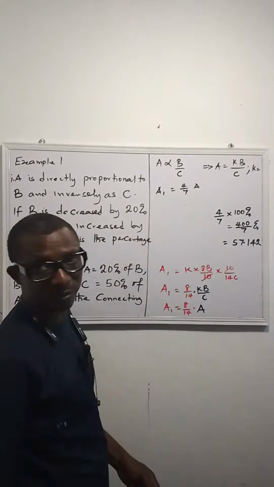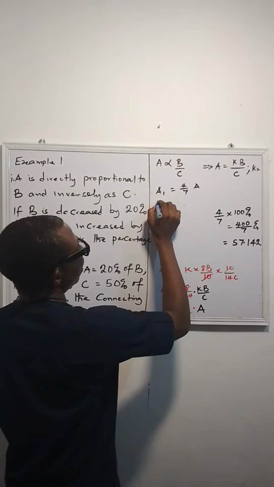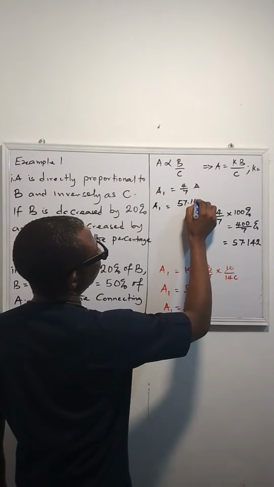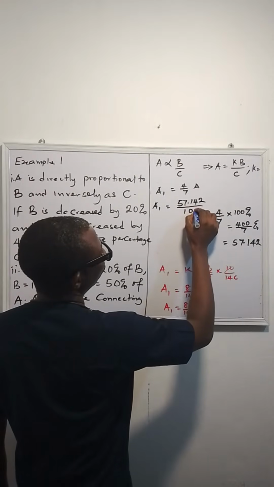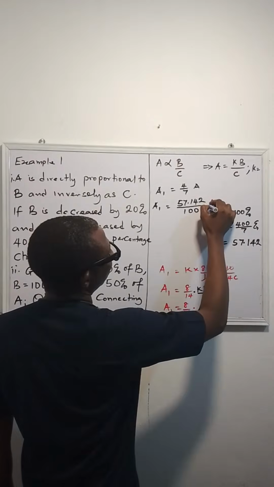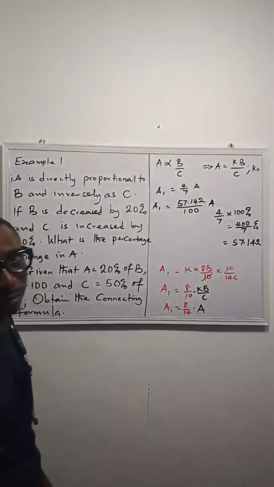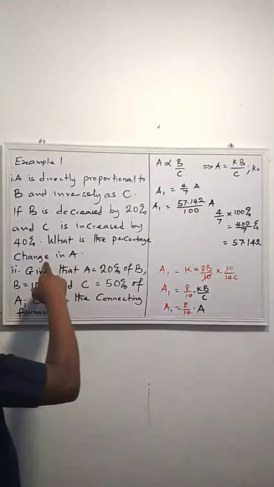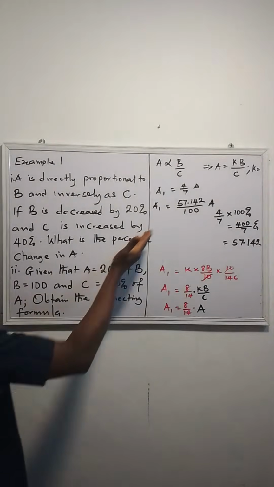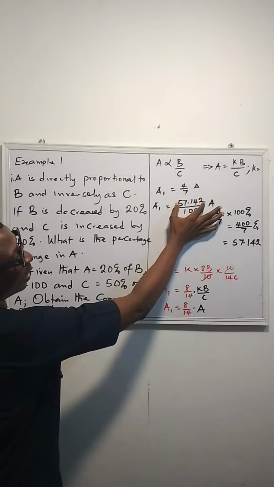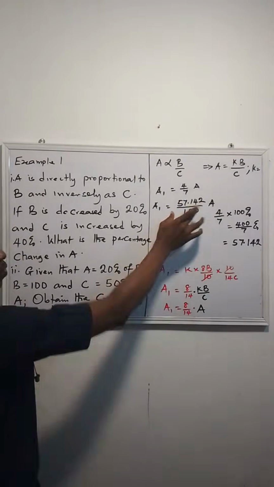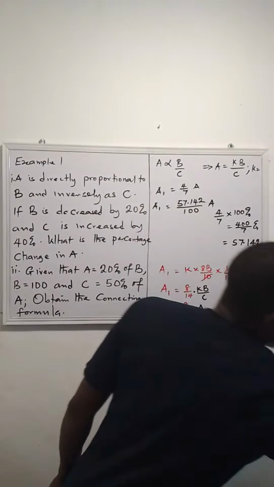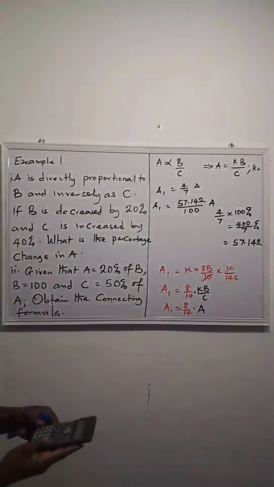So that means what we have here now, we have A1 equals to 57.142 over 100 A. Okay. All right. So now, what is the percentage change in A now? So how do we get this? Now we just look at it. This what we have here at the top supposed to be 100. So it has reduced by what? So all we just need to do is just to subtract this from 100. So you can quickly do the workings there because of our time.